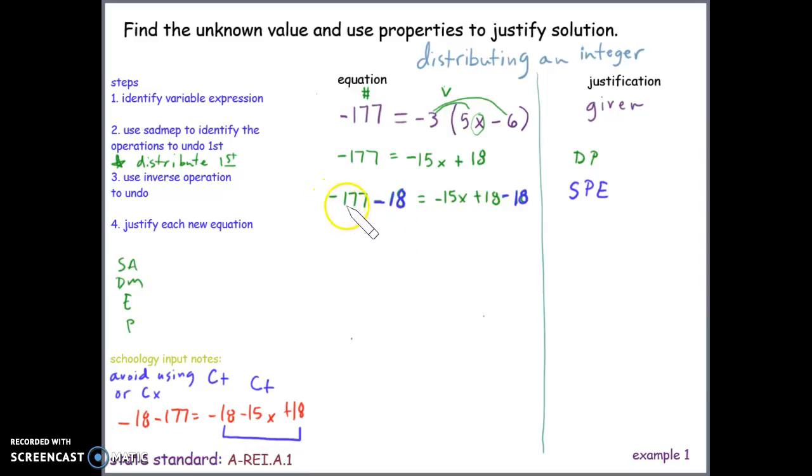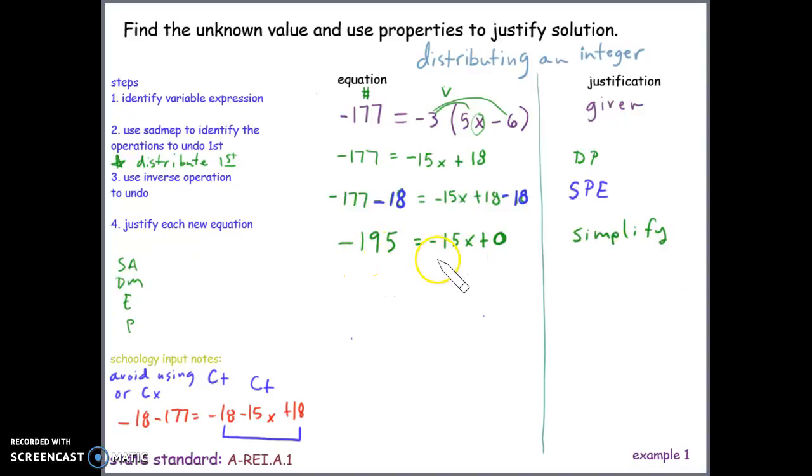So we have negative 177 minus 18. I'm going to use a calculator, and I used it, so I know that this simplifies to negative 195. And then we have negative 15x, can't be simplified. We have 18 minus 18 is 0, and we always add 0. Why can we write the equation like this? Because we can simplify things. This is not a property, but is a mathematical concept that you can always use.